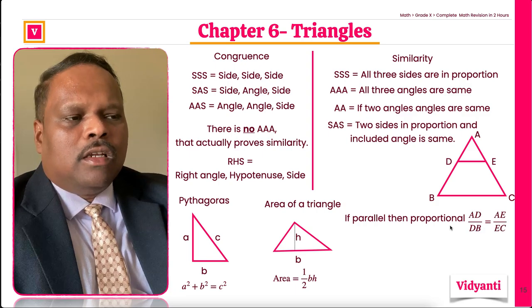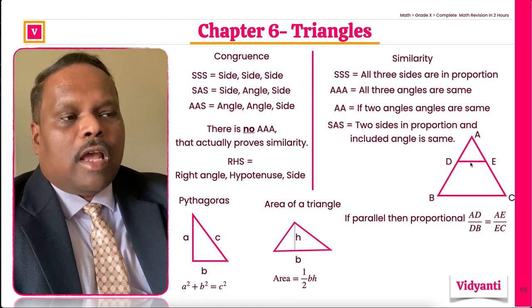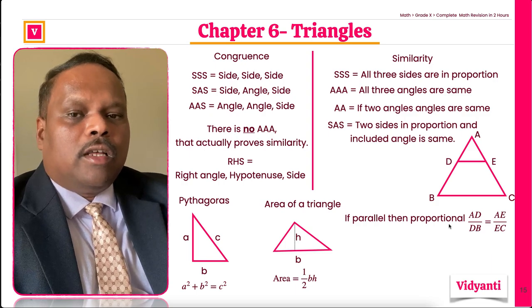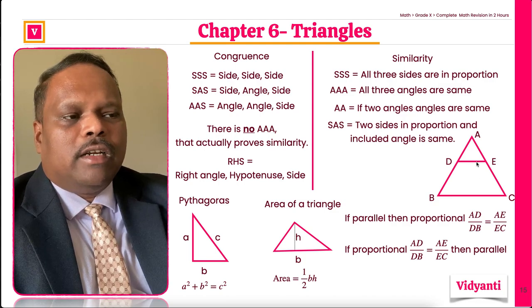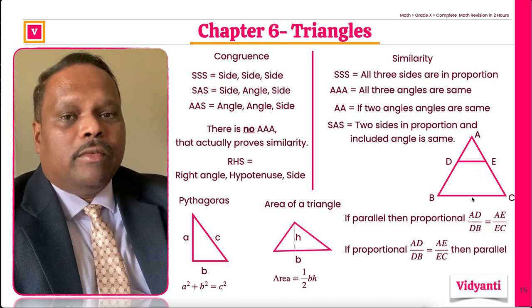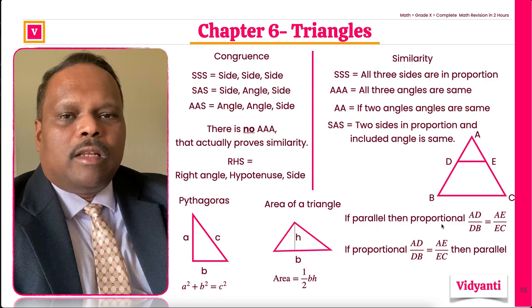That's one way. So that means AD upon DB is equal to AE upon EC. That will happen if this is parallel to this one, or the other way around is also possible. If proportional, then parallel. If you know that this is proportional, then you can say that this line is going to be parallel to the base anyway. So remember, if parallel, then proportional, or vice versa. If proportional, then parallel. That's the way you can use that in similarity.